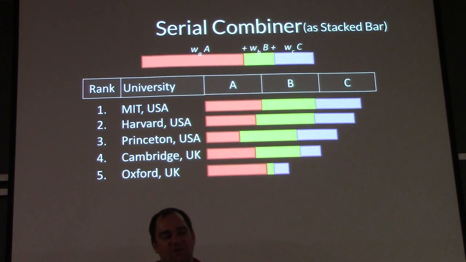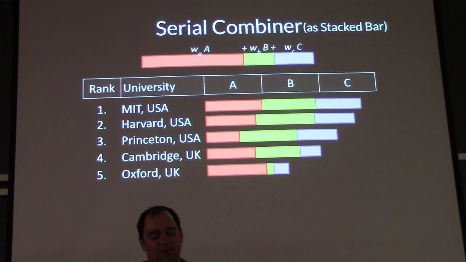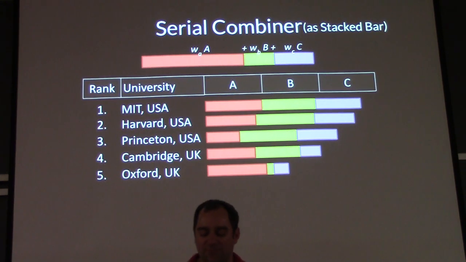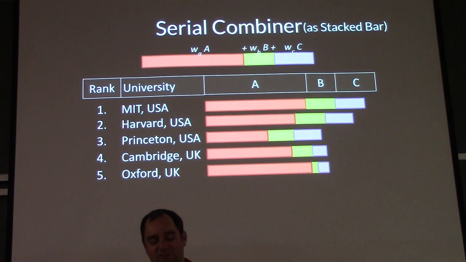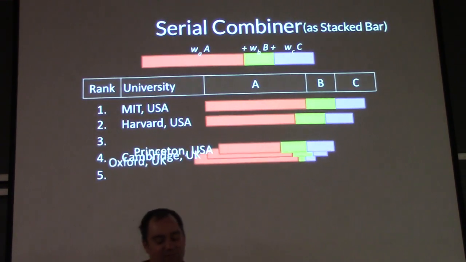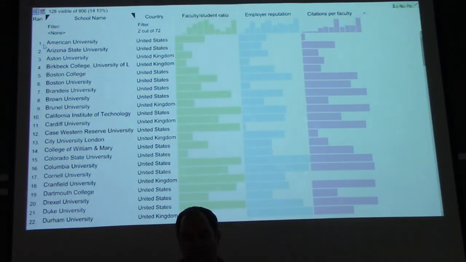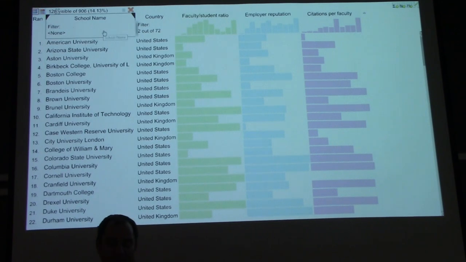But then I can readjust my weights. I can say, like, student-faculty ratio is more important to me, so I increase the weight parameter of A. And then I can adjust the ranking, and now I also have to update the order here. And so we can see that in this case, Oxford and Princeton exchange places. And so here is an example of an implementation of this.